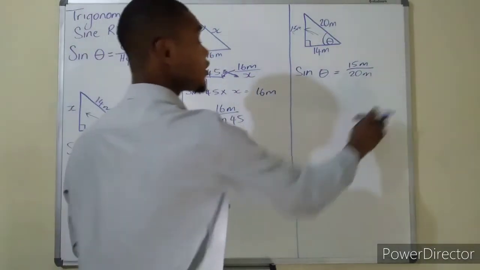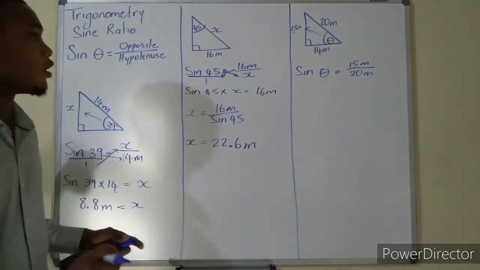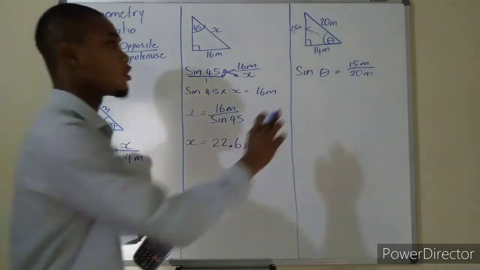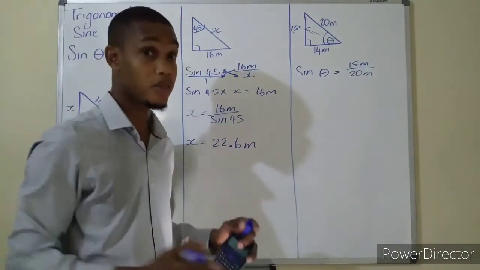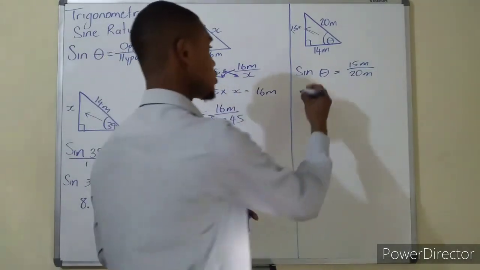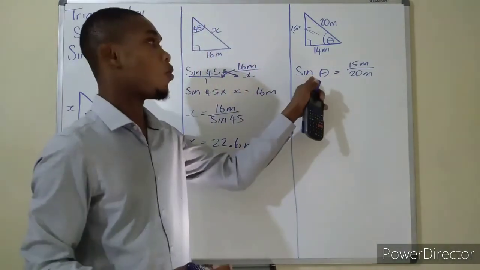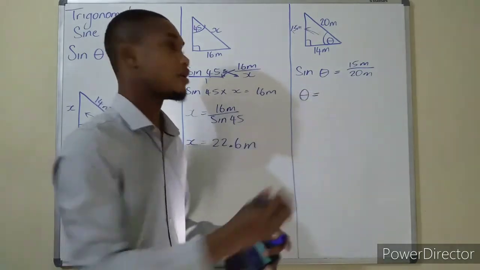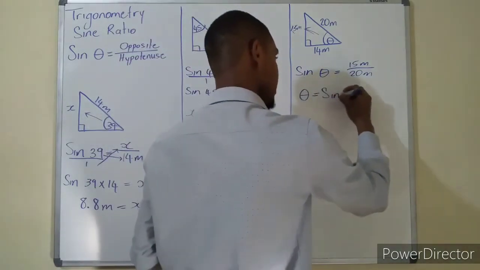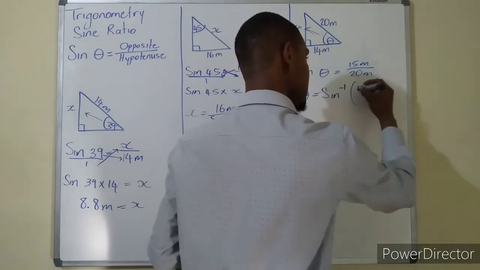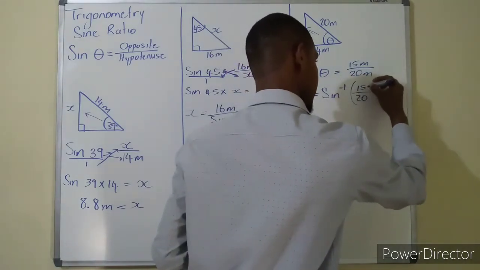So when you get here now, it's a little bit different. Normally you just cross multiply. However, when you're finding the angle, you do not do that. You simply need to write theta is equal to the inverse of whatever this is. So it's sine inverse of 15 over 20.